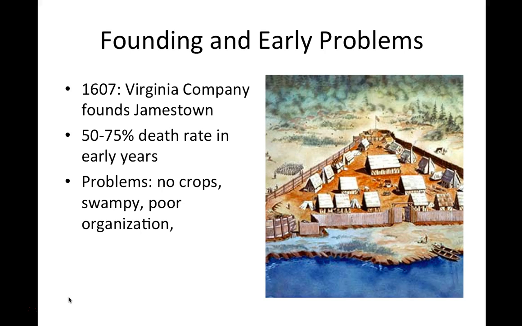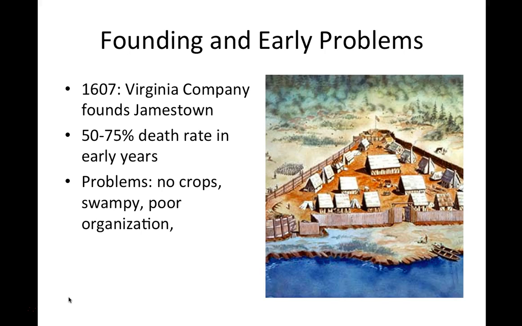And so when you look at the initial founding of Jamestown, it was a disaster. In 1607, the Virginia Company, a private joint stock company, founded Jamestown in order to turn a profit. A joint stock company is something where, in order to reduce the enormous financial risk of doing something, you buy stock like you would at any major corporation today, and then you can share in the profits.